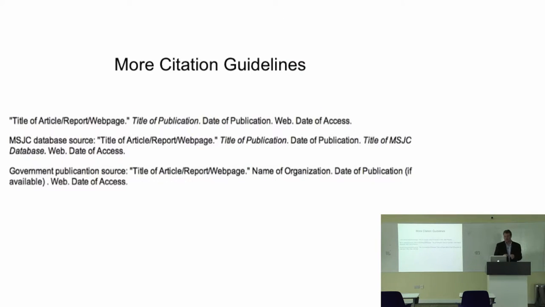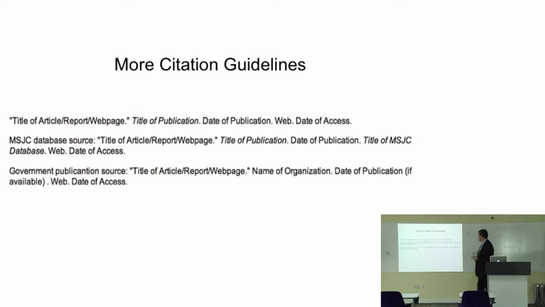Here's a couple of other things to keep in mind. Sometimes we don't have the author. Sometimes we want to just start off with the web page or article. We'll put that in quotations. We already said the title of publication, the date of publication, and then you want to put the web and the date that you accessed it. We used to have to include the HTML addresses after this, but that's no longer the case.